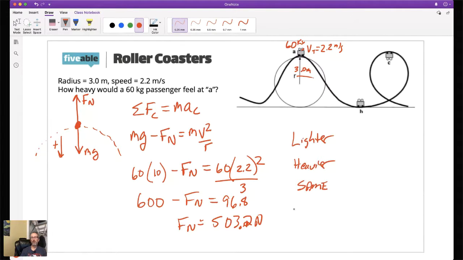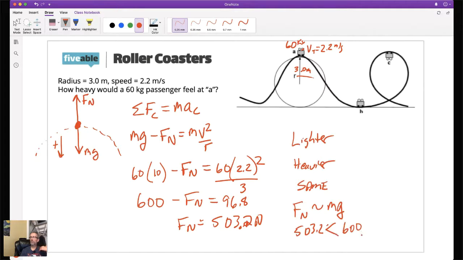That's the question. Well, our normal force is going to be compared to whatever we get for the weight, which is mg. So let's look at that. Fn is 503.2. We want to know, what is mg? Well, mg, remember, is just the mass of the person, which is 60, times gravity, which is 10. So mg is 600. So they feel lighter because 503.2 is less than 600.